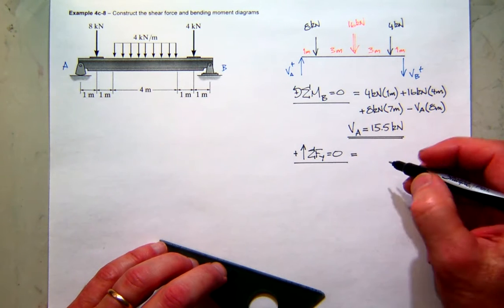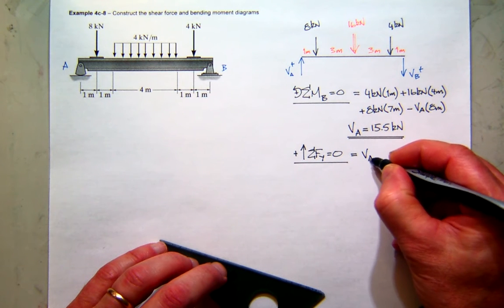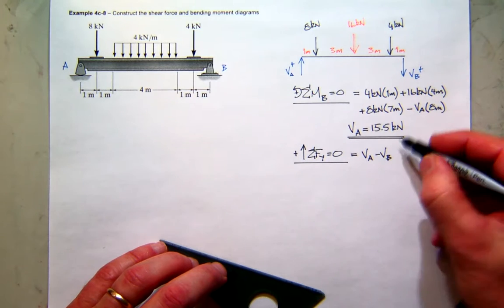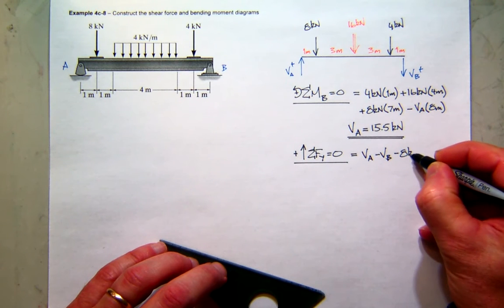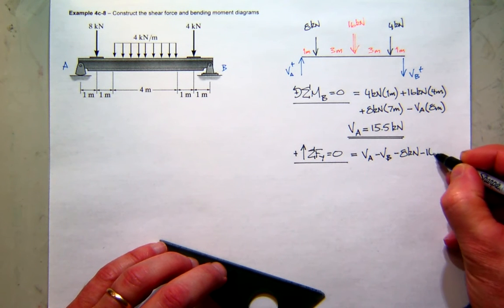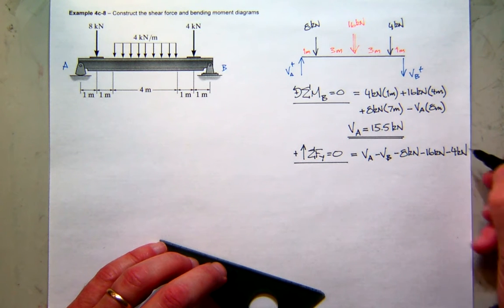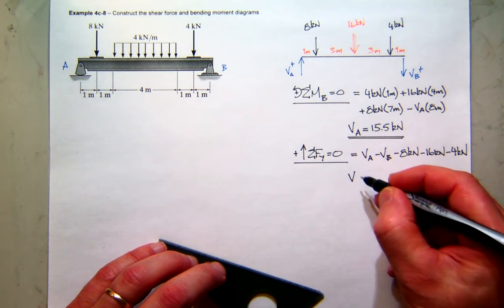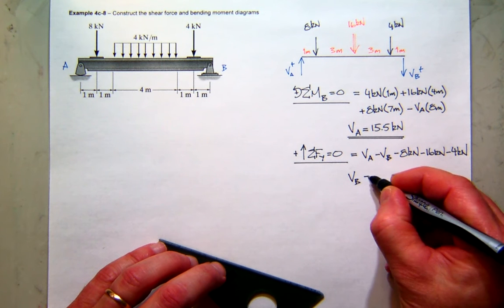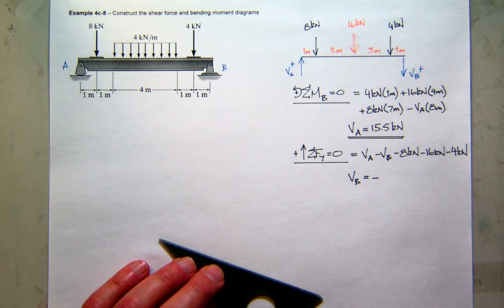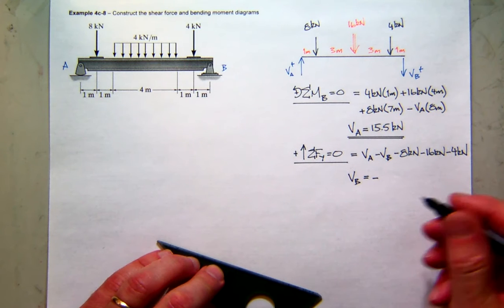So starting at A, it's up. B is down. That's negative. And all my forces are down. So that's minus 8 kilonewtons, minus 16 kilonewtons, minus 4 kilonewtons. So what is the shear at B? I think it's going to be negative 12.5? You guys get 12.5? Yes.